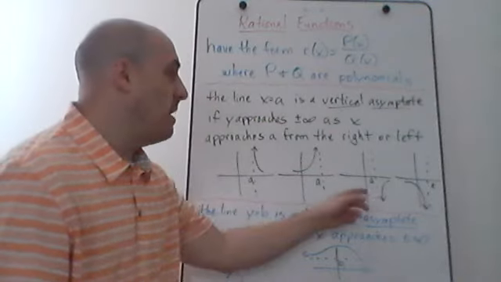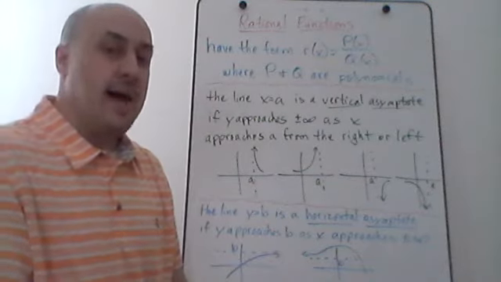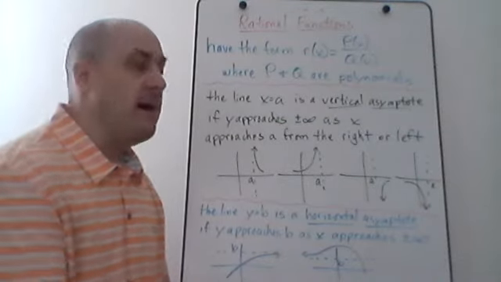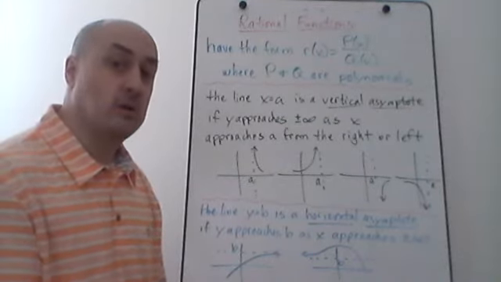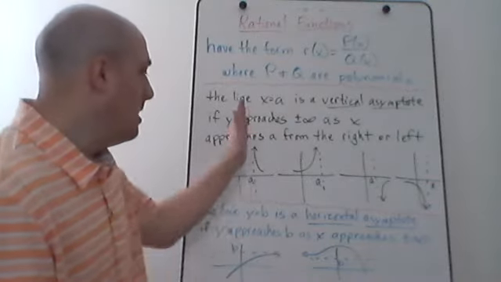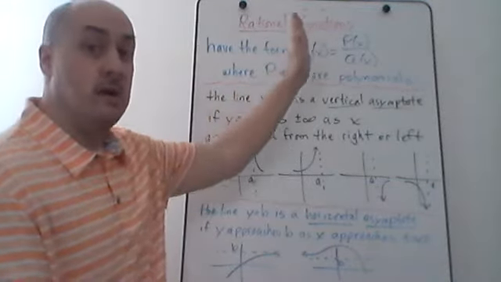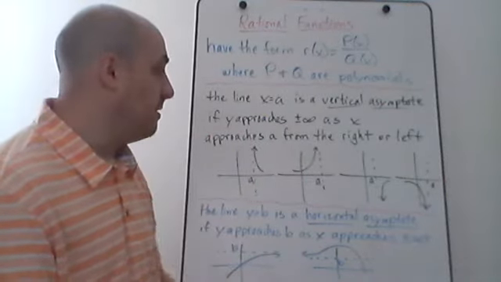Right, now, the thing about vertical asymptotes is that the graph can never cross the vertical asymptote. The graph of a function will never cross a vertical asymptote. All right, so if you have a vertical asymptote, the graph just goes off towards infinity there. It never actually crosses over that vertical line, right?